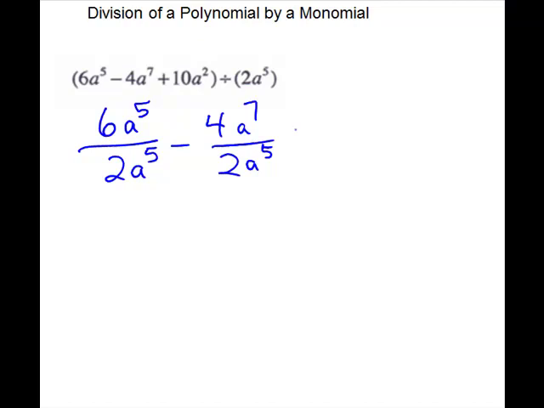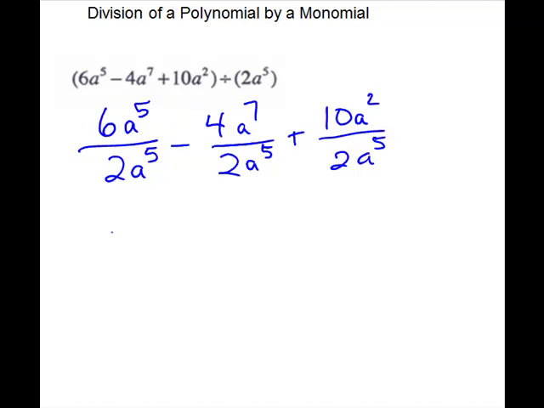We have one more problem for this video, and this one is written in a horizontal format. Your divisor is still a monomial. It's only one term. So you're going to work the same way. Make separate fractions, putting each one over that divisor. And then we will simplify.